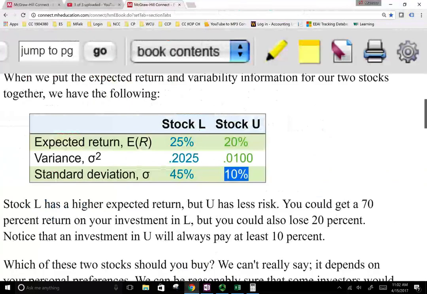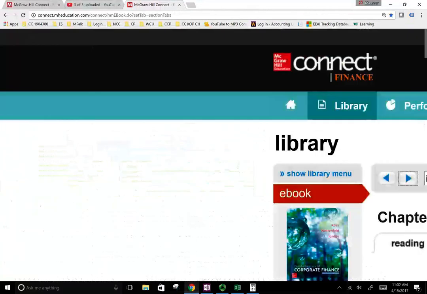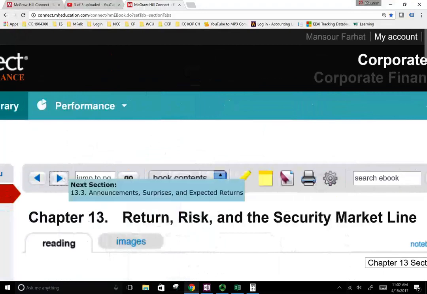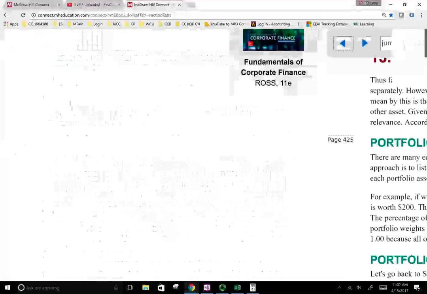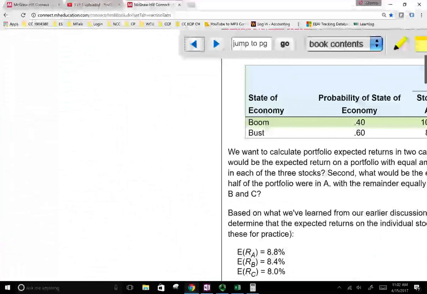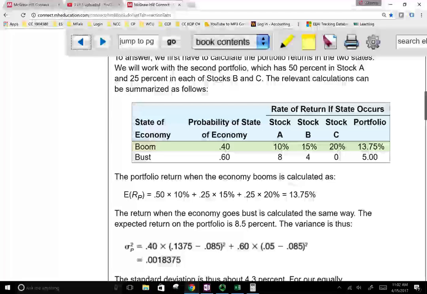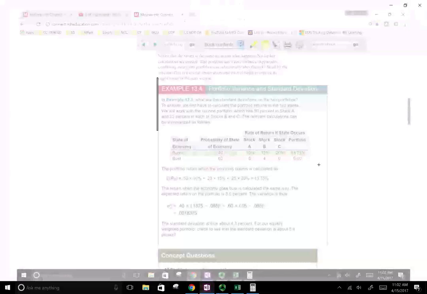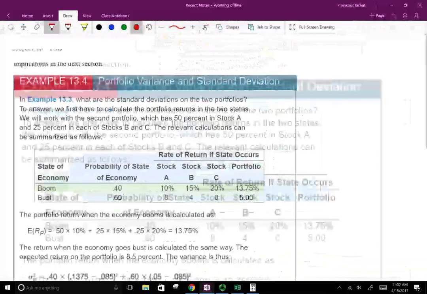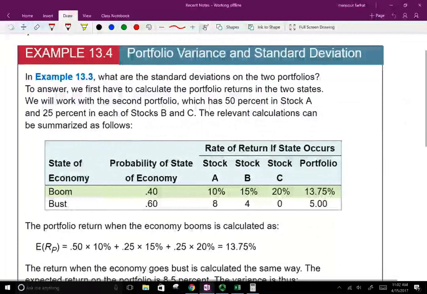Let's look at an example of how to compute the portfolio variance and standard deviation. We'll look at an example. So let's take a look at the example that's in the book. In example 13-3, what are the standard deviations of the two portfolios?